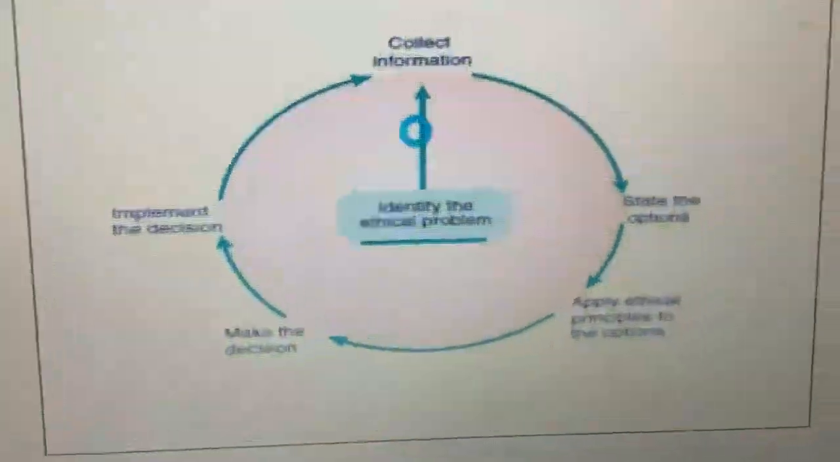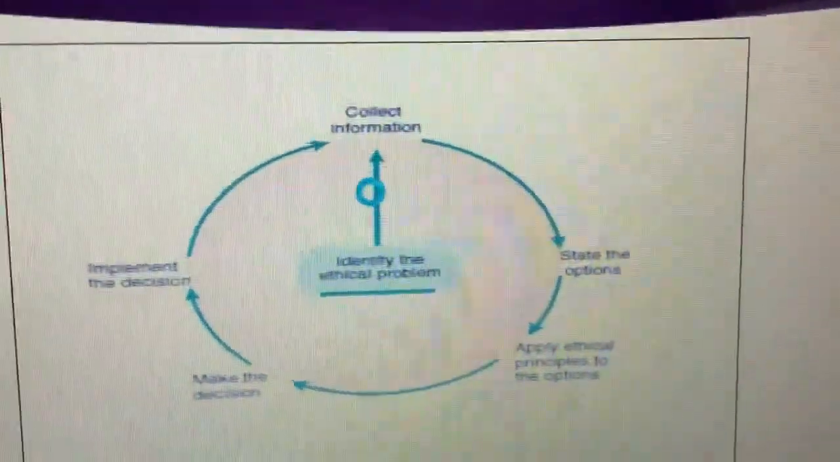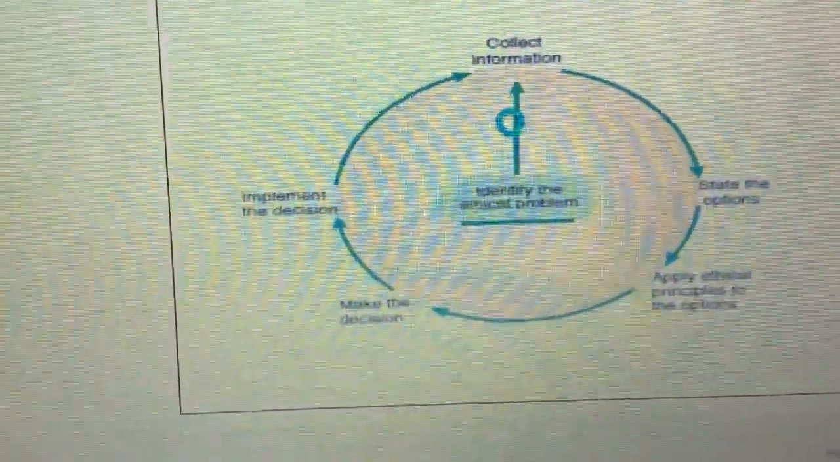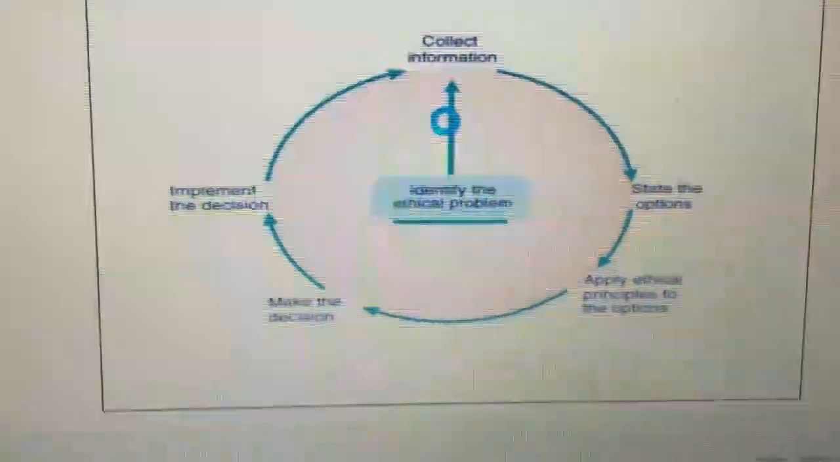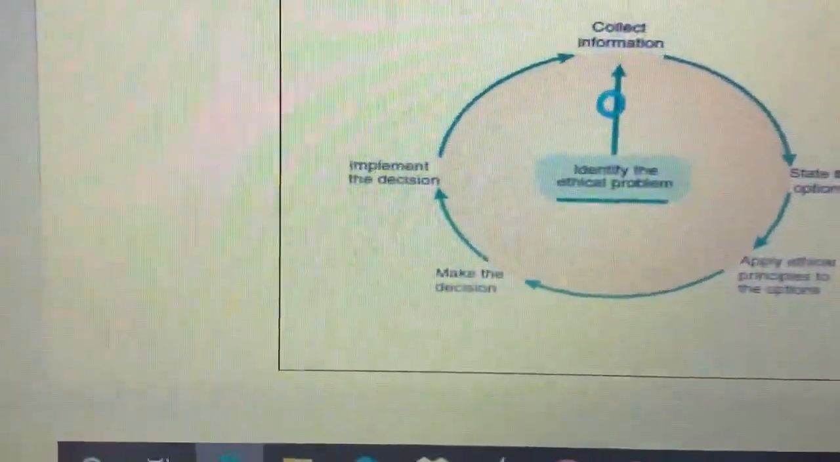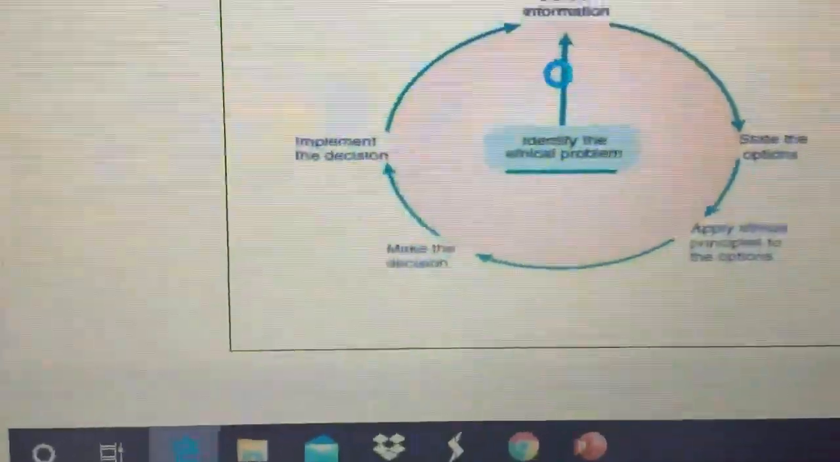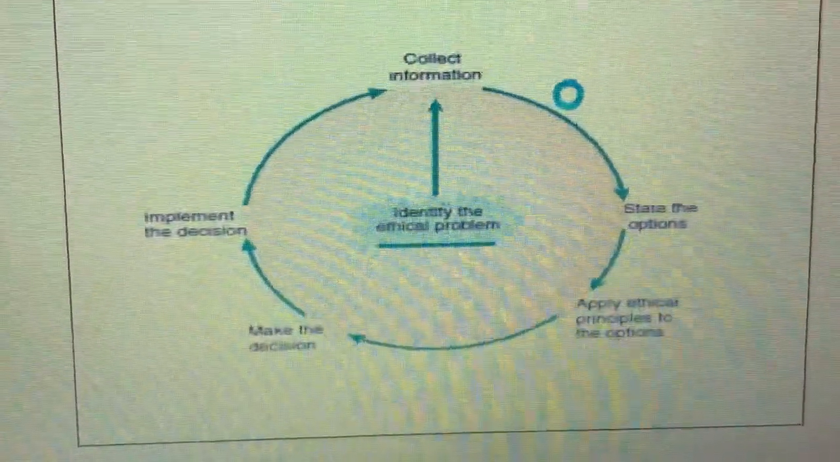So now I'm coming to the ethical decision making model. We are going to discuss how ethics actually develops for a business or any organization.